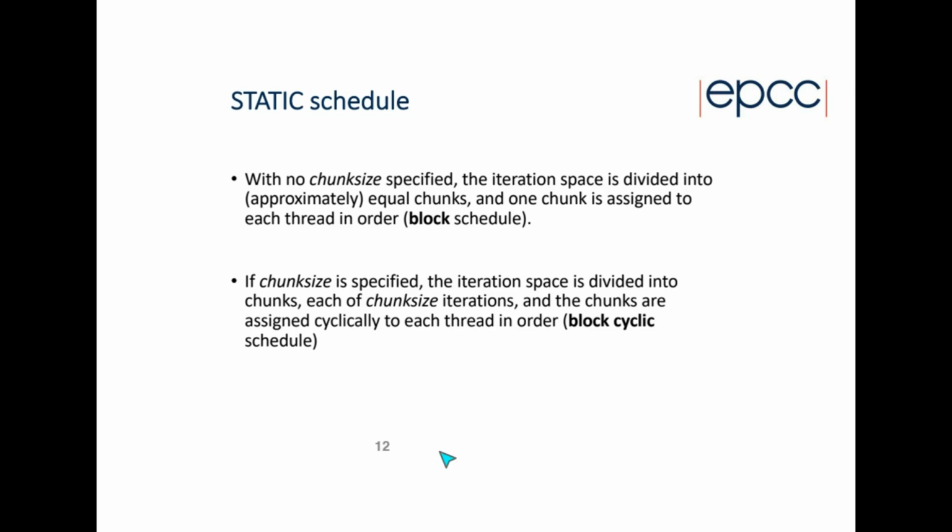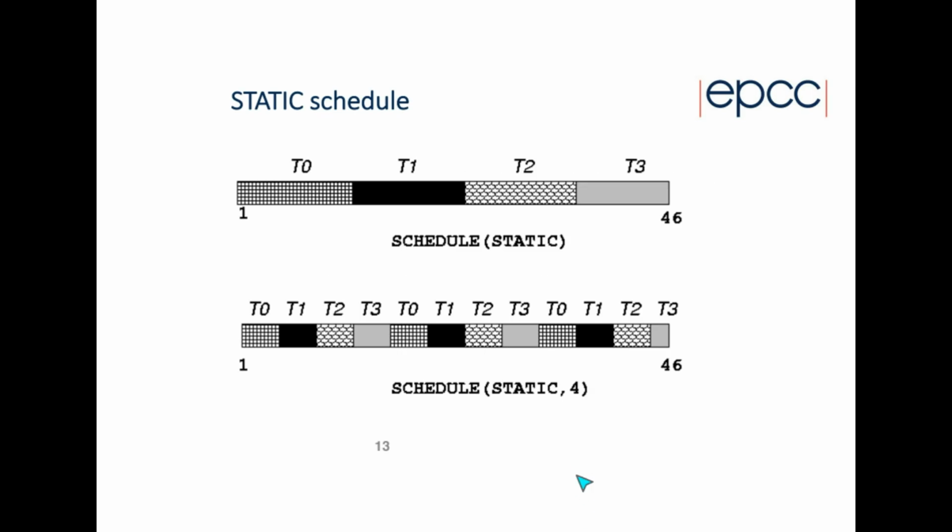If we do specify a chunk size, then the iteration space is divided into chunks, each of that size, and those chunks are assigned cyclically to each thread in order. Thread 0 gets the first chunk, thread 1 gets the next one, and then when we run out of threads, they cycle back to thread 0 again, and so on. So this is a block cyclic schedule. Easy to explain with a bit of a diagram, I think.